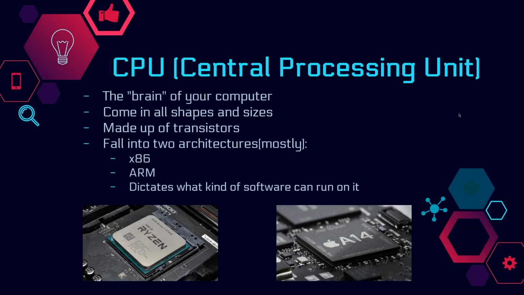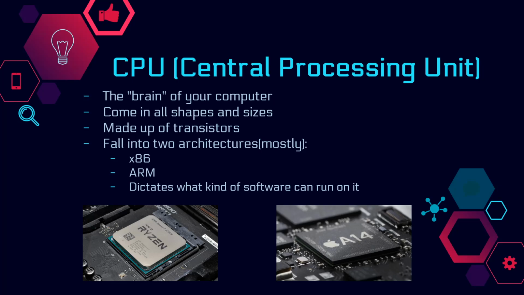The first part I want to talk about is the CPU. The CPU is the brain of your computer. It pretty much does all the calculations on your computer except for graphical calculations, which I'll go on to later. It comes in a lot of different shapes and sizes. You can find huge ones in a supercomputer, and tiny ones in a calculator, and they vary a lot.